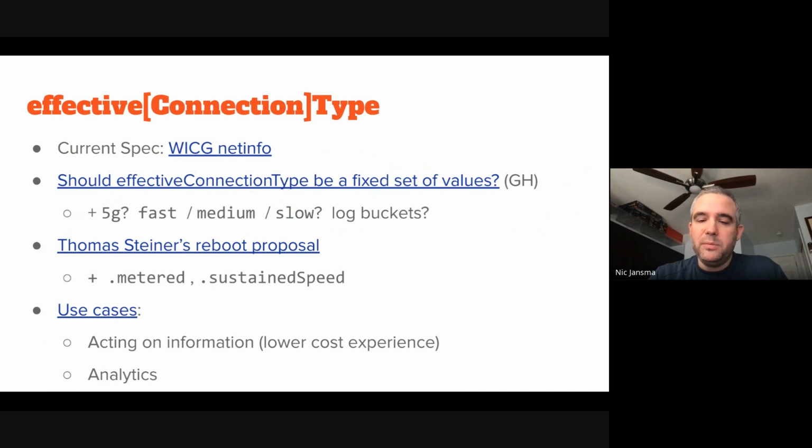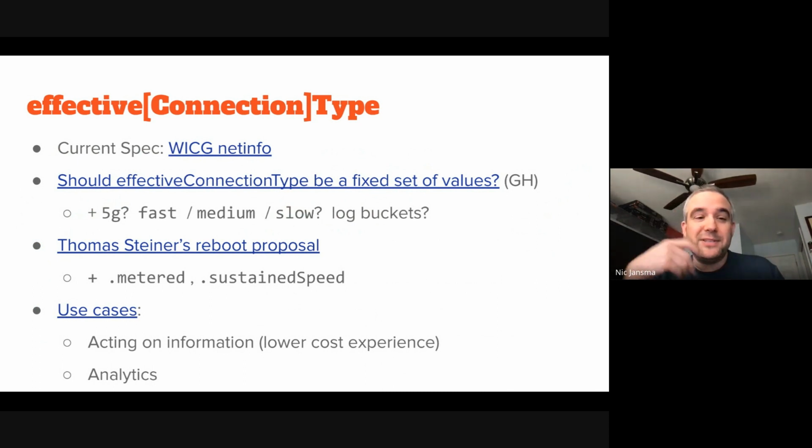Thomas had a great reboot proposal with some additional fields around being able to detect metered connections, which I think would be really great, and sustained speed over time. And just as a reminder, there are a lot of different use cases for some of this data. People want to act on this data. There's a Gmail use case where they could deliver a light mode of Gmail or something similar, or not prefetch content, and so on. And there's also just an analytics case here, which is obviously important to Akamai from the bulk data. So I bring this up because now that we're looking at some of this data, we would like to surface some of it into the RUM Archive public data set. What is the future of some of these fields and classifications?